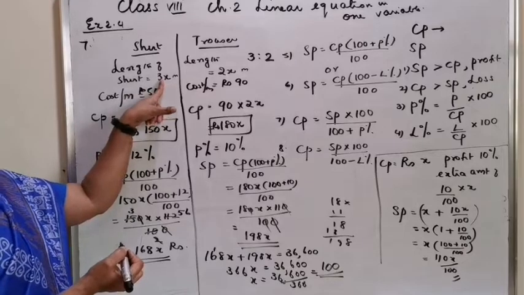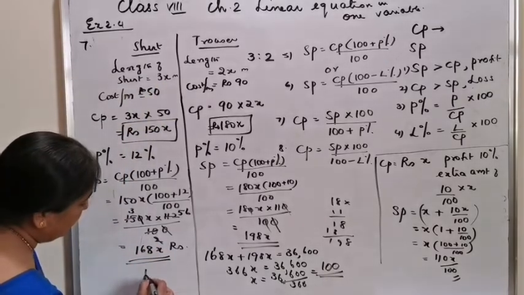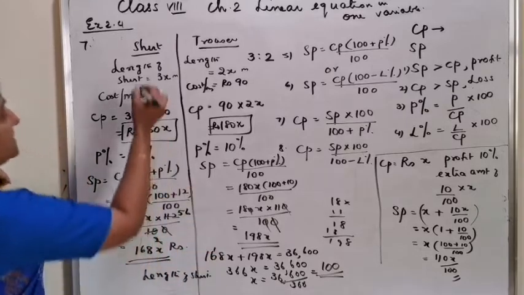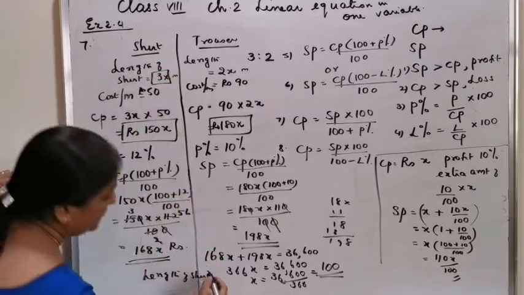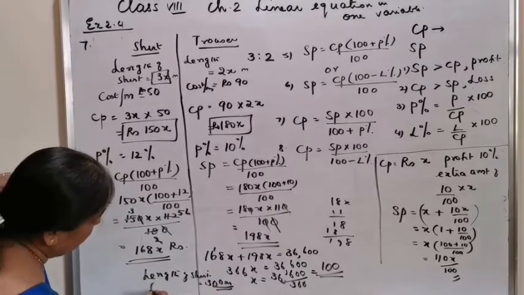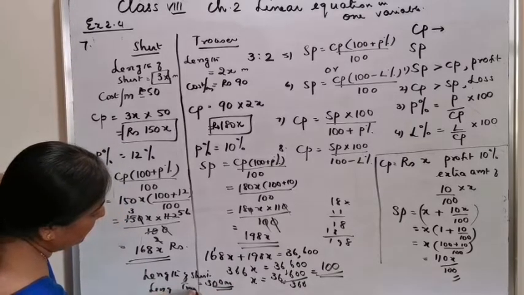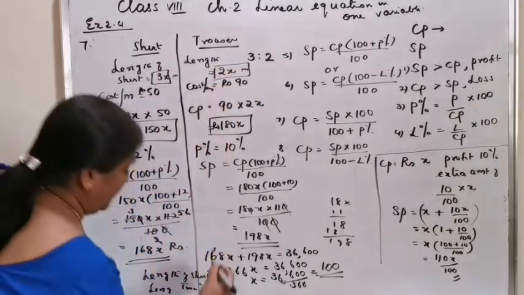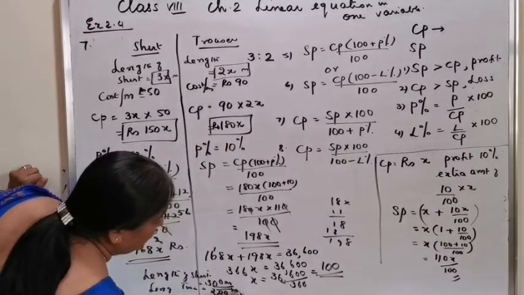That means, what is the shirt material? Length of shirt material is 3 into 100, 300 meter. And what is the length of trouser material, which is equal to 2 into 100, which is equal to 200 meter.